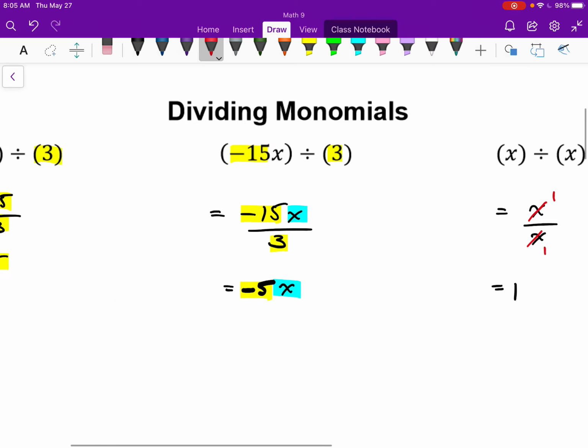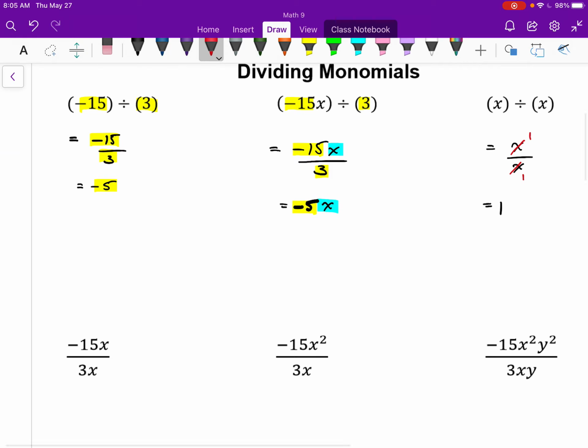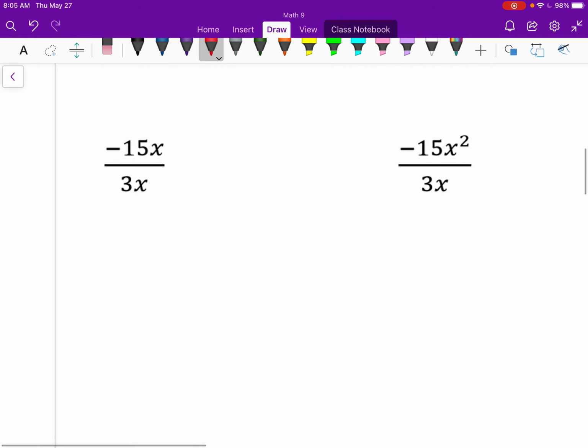All right, building off these, let's go straight to these in fraction form. Looking at this, I would first focus on what negative 15 divided by 3 is, which is negative 5. And then my x divided by x, which I already said is the same as just 1. So I could say negative 5 times 1, but why not just say negative 5?